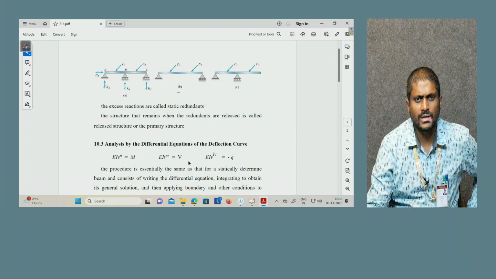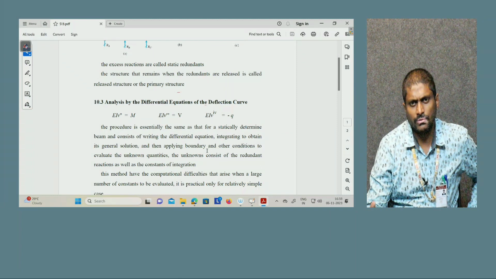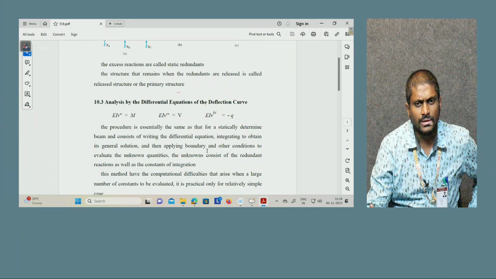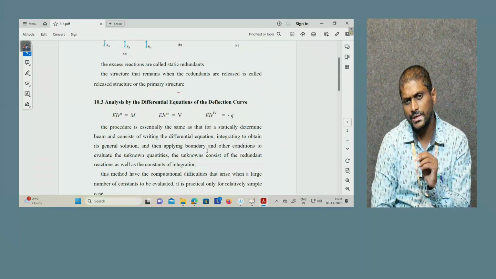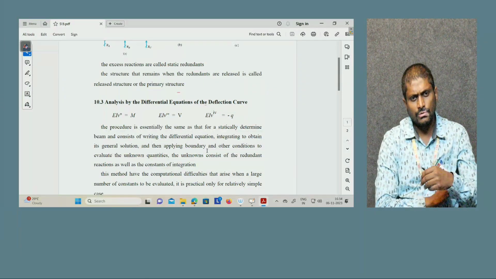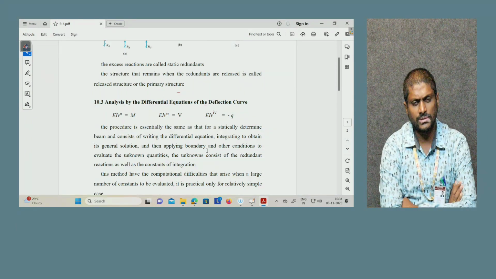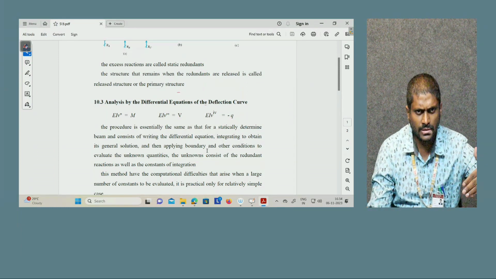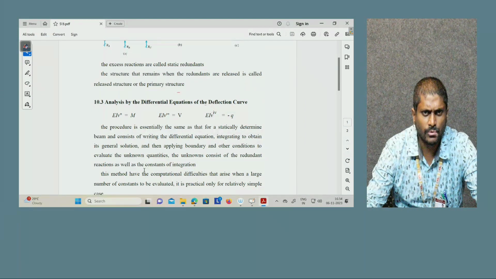Then you see here the analysis by the differential equations of the deflection curve. If I differentiate one time, that is dy by dx, where y equals deflection, dy by dx equals slope. d square y by dx square is the bending moment, d cube y by dx cube is the shear force, and d to the power of 4 y by dx to the power of 4 equals load. Then that is the derivative part I am talking about. When you do the reverse way in the integration part, the procedure is essential.